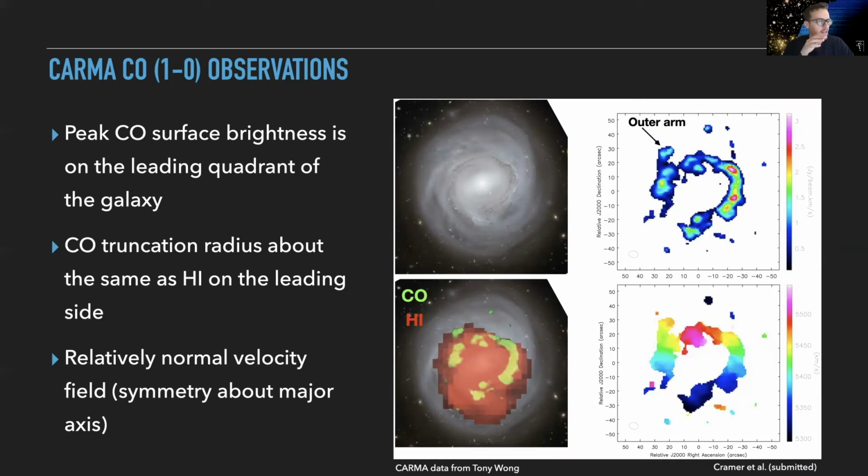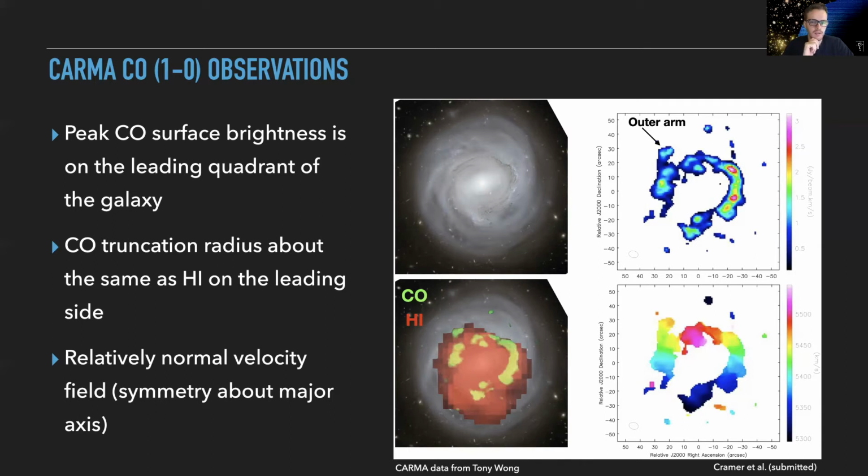You can see on the leading side, in that leading quadrant, you see the strongest peaks in the CO, possibly due to ram pressure compression, concentrating and possibly stimulating the formation of more molecular gas, as is seen in other cases of ram pressure stripped galaxies. The CO truncation radius, which is shown at the bottom left, when compared with HI is pretty similar between CO and HI.